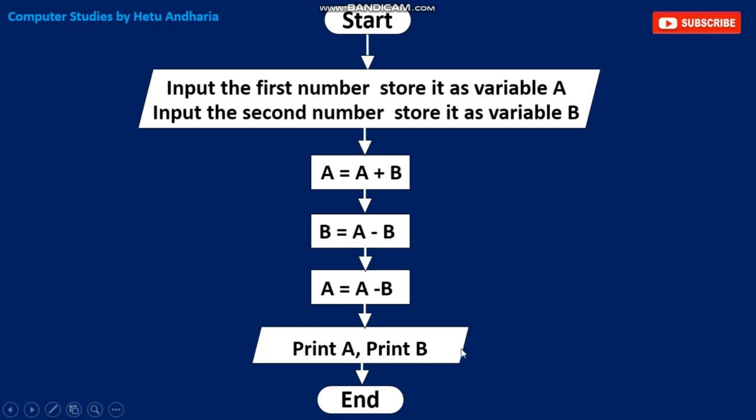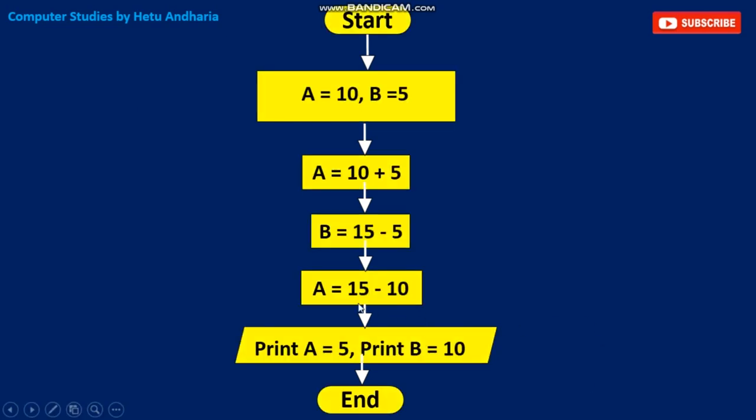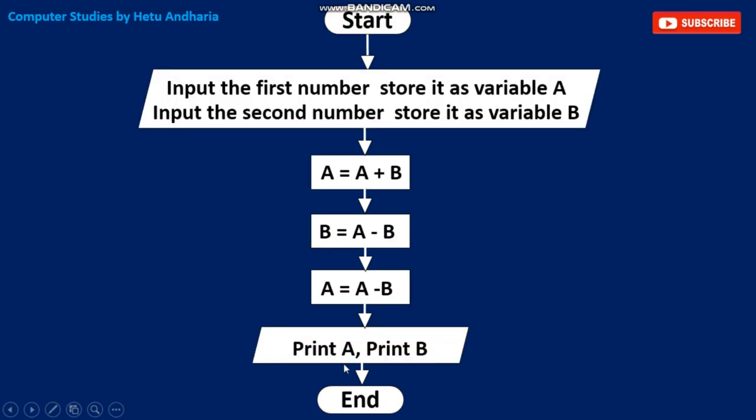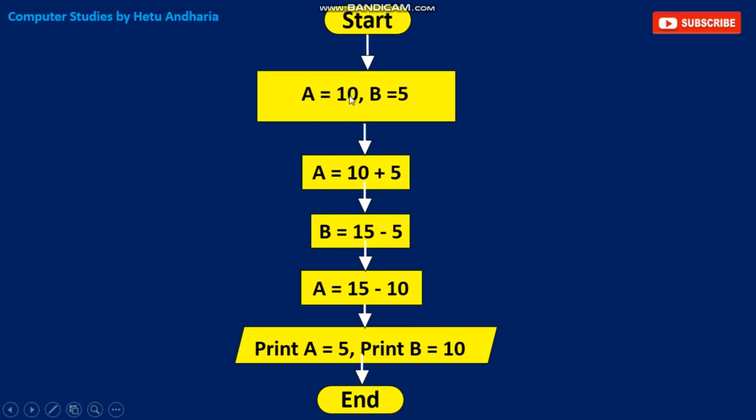So A is equal to A minus B. So 15 minus 10 is equal to 5. So when we print the value like this way, you get the answer. So you can see first A was 10, so it is replaced by 5, and B was 5, it is replaced by 10. So we end this problem here.